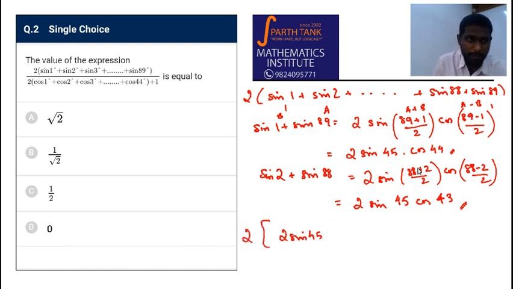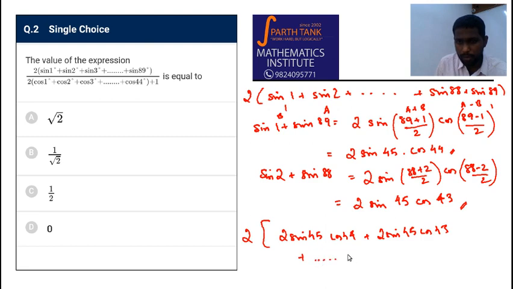So what I mean is, 1 and 89 can be combined like this, 2 and 88 can be combined, 3 and 87 and so on, up to 44 and 46. 44 and 46 can be combined, and 45 you leave as sine 45. In between there is going to be a sine 45, so you leave it there. So first I get 2 sine 45 cos 44, and the second term I get 2 sine 45 cos 43.